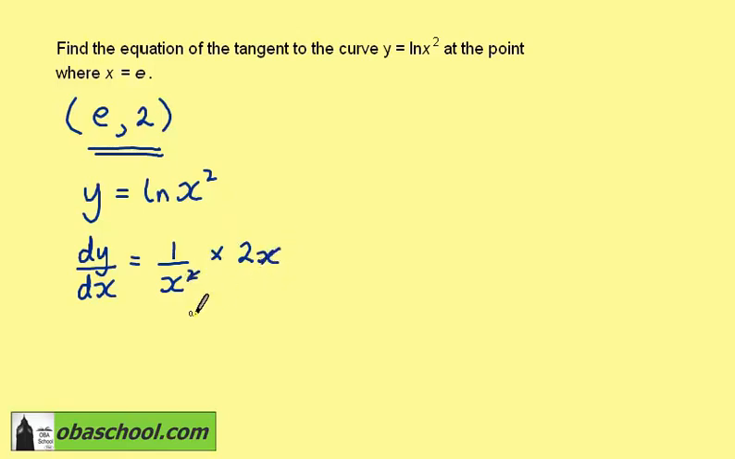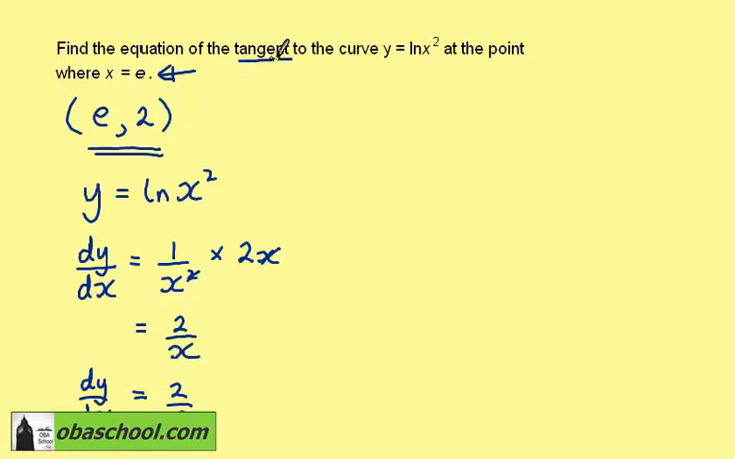The x will cancel, leaving us with 2 over x. So dy/dx is 2 over x. We're interested in the value of this at the point where x is equal to e. So the gradient is 2 over e.